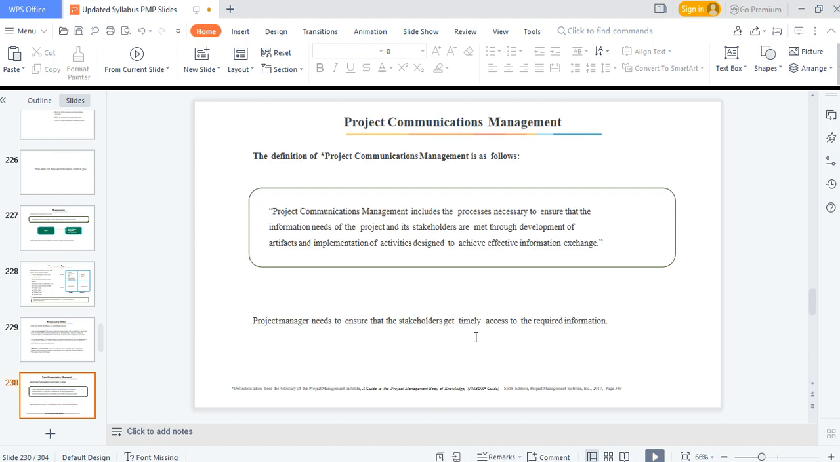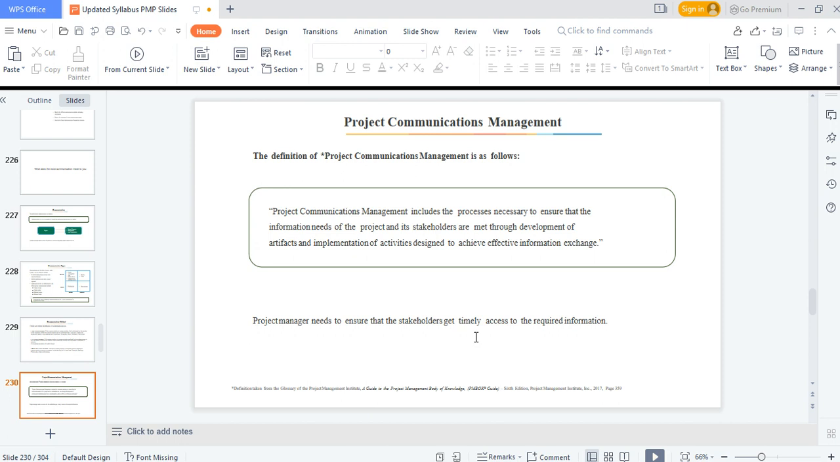So project communication management includes the processes necessary to ensure that the information needs of the project and stakeholders are met through the development of the artifacts. When you say artifacts, anything of high value, anything of importance with respect to the project is regarded as an artifact. And implementation of activities designed to achieve effective information exchange.